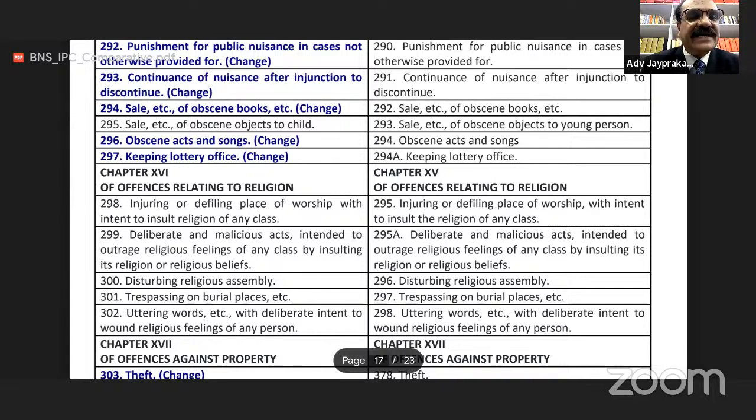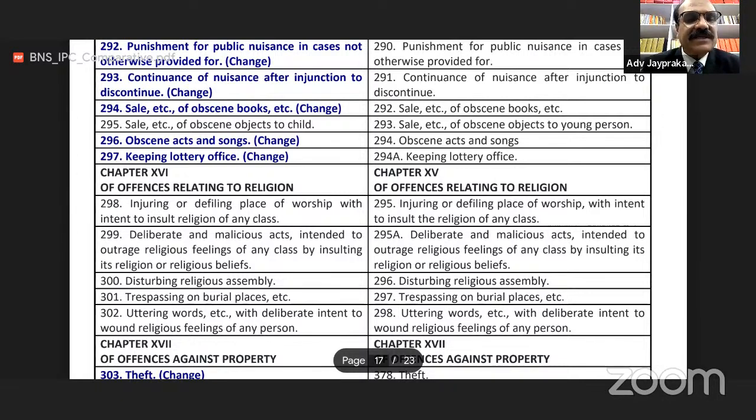BNS section 297, keeping lottery office without permission. With permission, that is different. But without permission, without license, if you are running a lottery office, like matka in Maharashtra, it is some type of lottery, but illegal lottery. So they are coming under this section. 297, keeping lottery office. Its corresponding section was in IPC 294A.